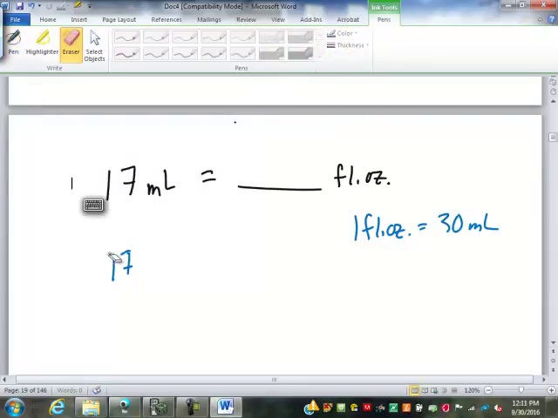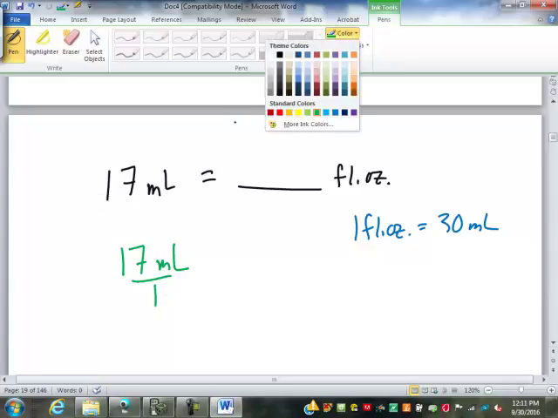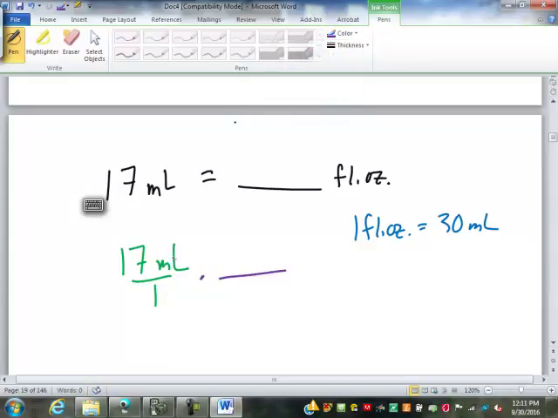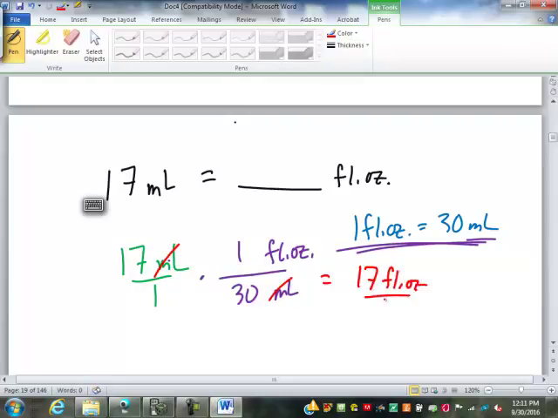So now I can set this up. I can take my 17 milliliters. I'll make it a fraction by putting it over 1. And now I know that the milliliters are on top and I need to get rid of them, that tells me milliliters have to go on bottom. Which means this is the equivalence I'm using to convert. That tells me fluid ounces have to go on top. And the relationship is 1 fluid ounce and 30 milliliters. Now the milliliters cancel out. I have 17 fluid ounces over 30, and I divide.